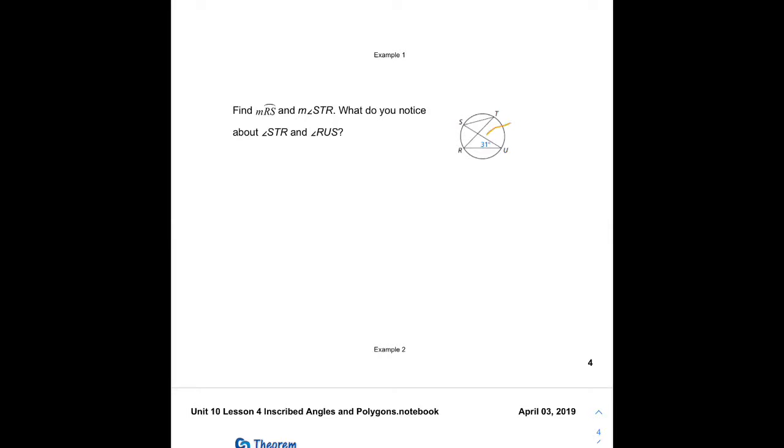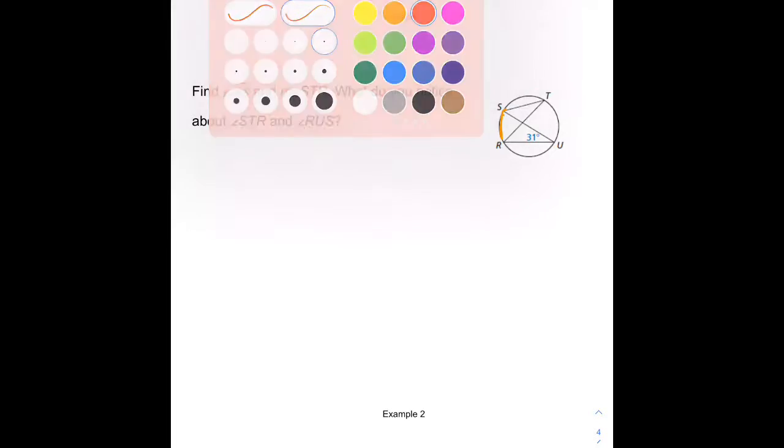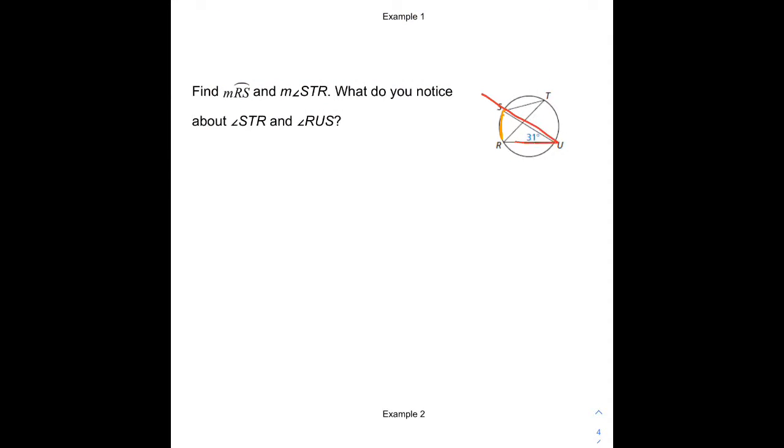The next question, if I can pinch correctly, wants you to find the minor arc of RS and the measure of angle STR. What do you notice about angle STR and angle RUS? Well, here's what I notice. Arc SR is cut by angle SUR. Since that is 31 degrees, I know that the measurement of arc RS is double that, so it's 62 degrees.